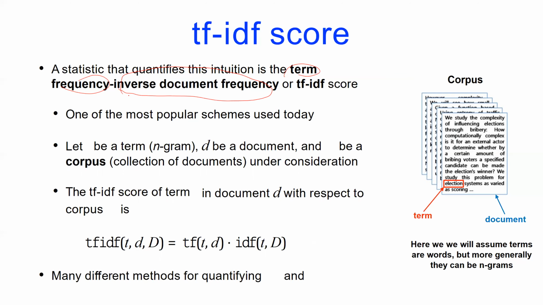Inverse document frequency tries to measure how infrequent the term is in other documents. Basically, it measures how this term is frequent only in this one but does not appear a lot in other documents. So combining these two aspects, we get what we call the TF-IDF score. The basic idea is very simple. Let's see how we exactly measure them. This is one of the most popular schemes used today.